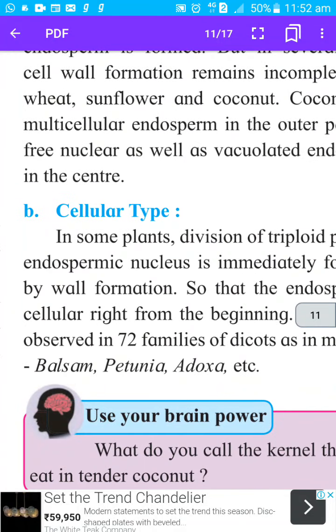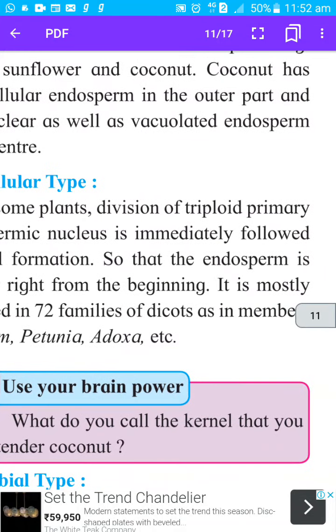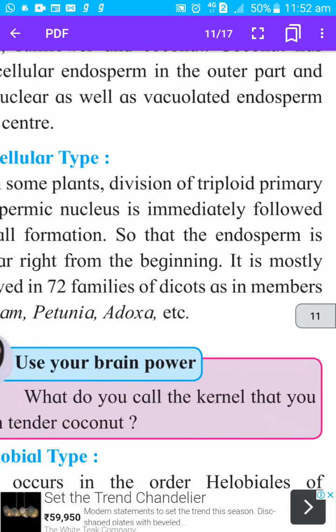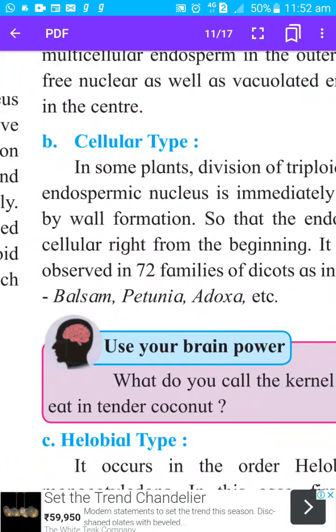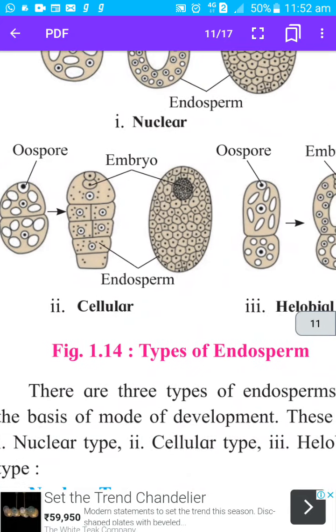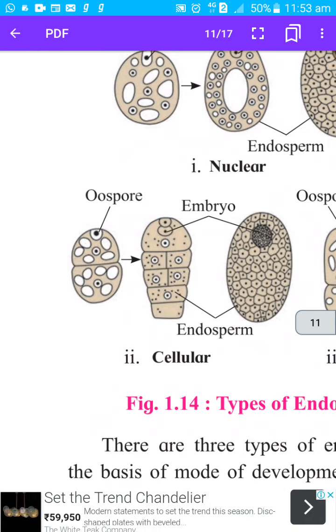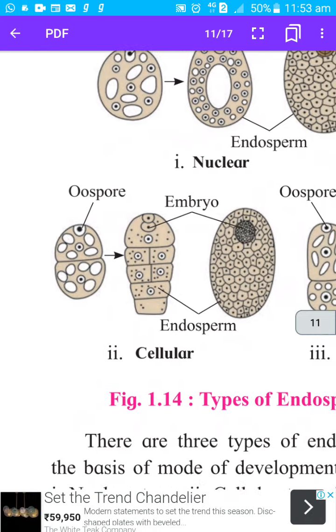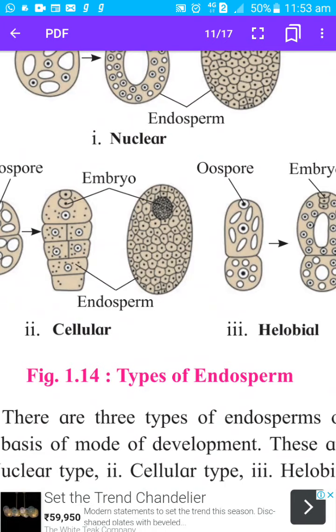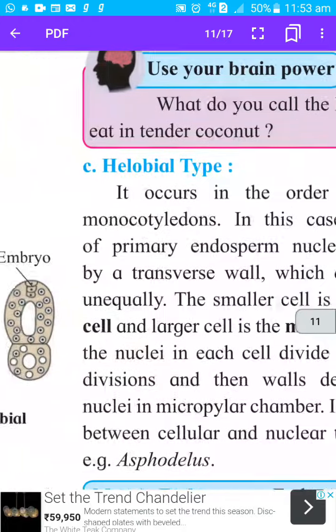Then the second type is cellular type. In some plants, division of the triploid primary endosperm nucleus is immediately followed by wall formation. So there is a division of the primary endosperm nucleus, and immediately after the formation of nuclei there is a wall formation. That is called the cellular type of endosperm. Here the diagram is shown: oospore, and that is PEN. Then from that many nuclei form, and immediately after the formation of nuclei cell wall is also formed, that is cellular.